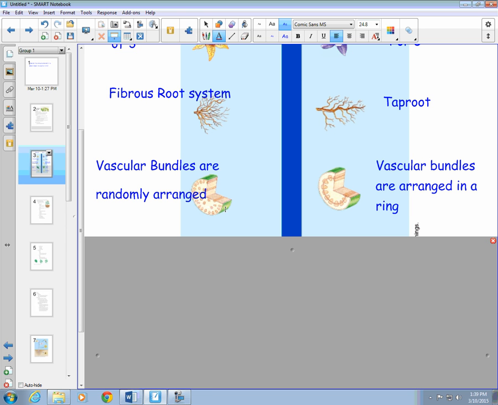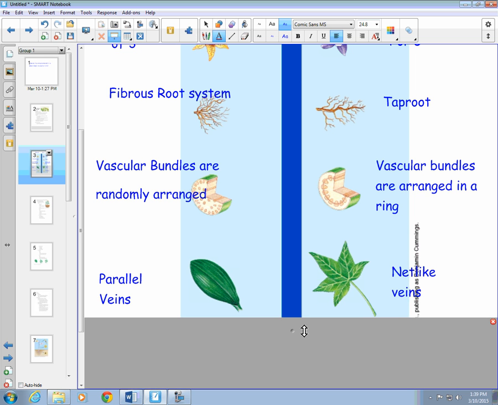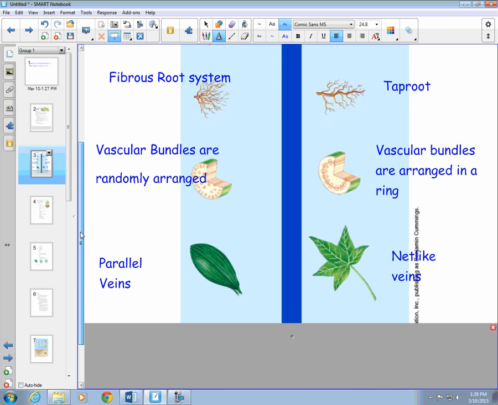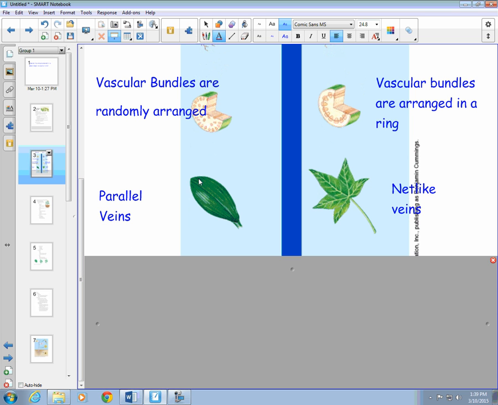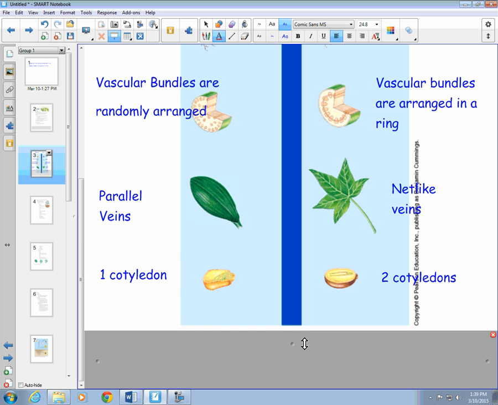Well, in a monocot, the vascular bundles are arranged very randomly. There's no pattern to it. They're kind of all over the place in the stem. Whereas in a dicot, the vascular bundles are arranged nice and neatly all the way around the stem in a ring formation. You can also look at the leaves of a plant to figure out if they're monocot or dicot, and if they have parallel veins on their leaf, they are a monocot plant, whereas a net-like leaf would be a dicot plant. And the last thing we look at to compare monocots and dicots are seeds.